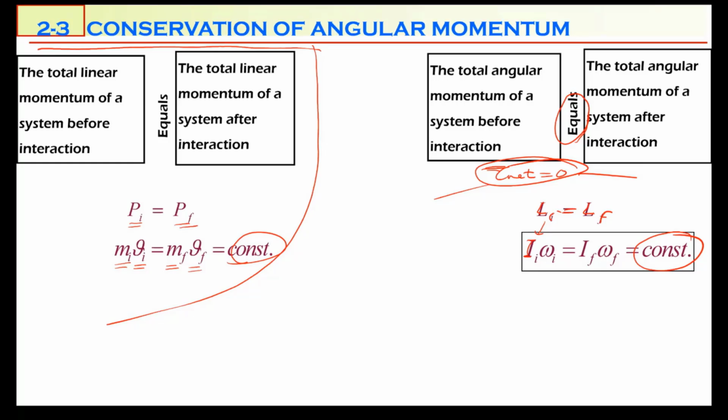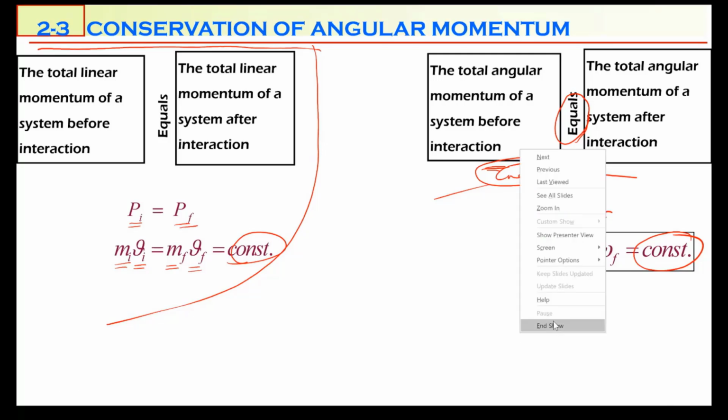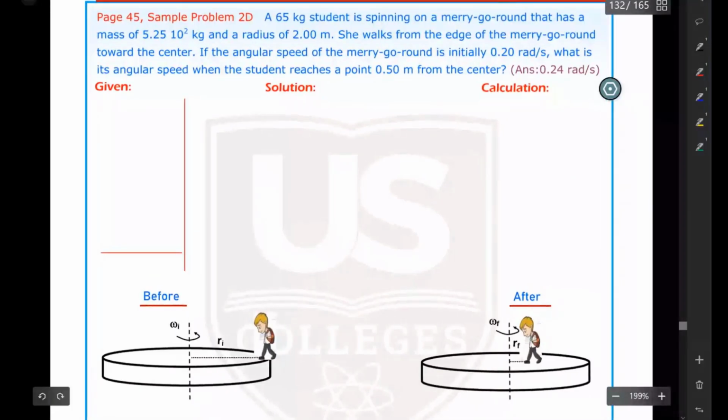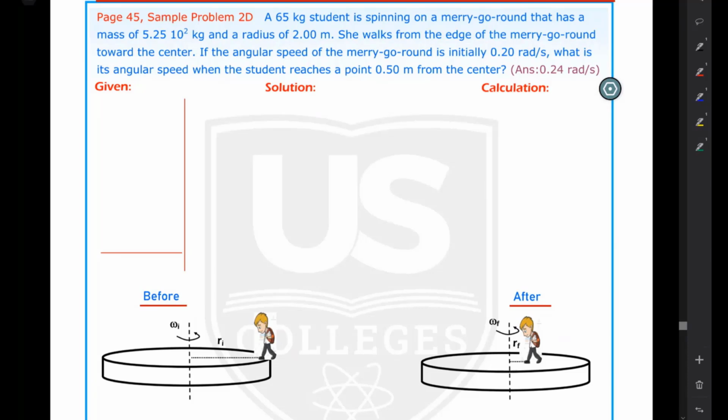Page 132. This is the sample problem. In fact, a part of this problem we did before. So I will start solving this problem. Sample problem 2D. A 65 kilogram student is spinning on a merry-go-round that has a mass of 5.25 times 10 to the power of 2 kilograms, which means 525 kilograms, and a radius of 2 meters.